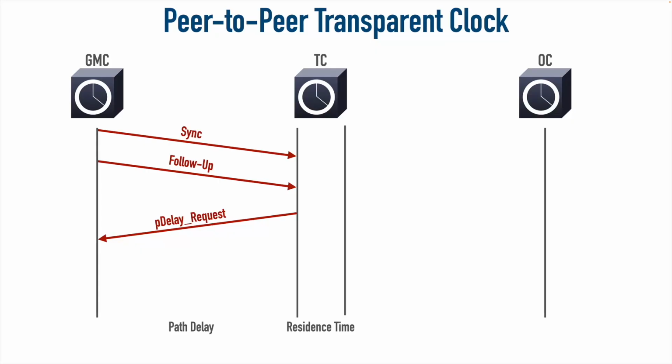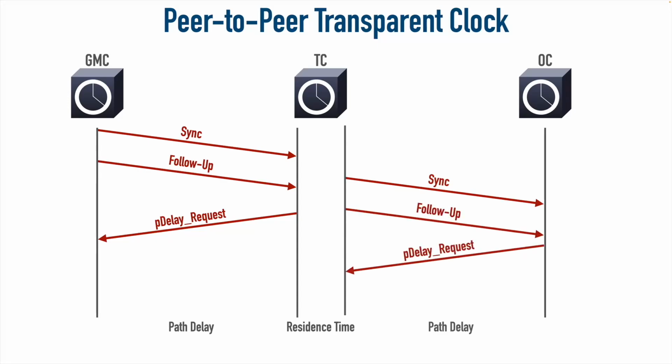And then the transparent clock is going to send a sync of its own. You see, it didn't forward the original sync over to the ordinary clock. It sent its own sync to the ordinary clock. And that path delay between the transparent clock and the ordinary clock, that was calculated independently. And then the ordinary clock can add up all of the path delays and the residence times to come up with the total network delay.